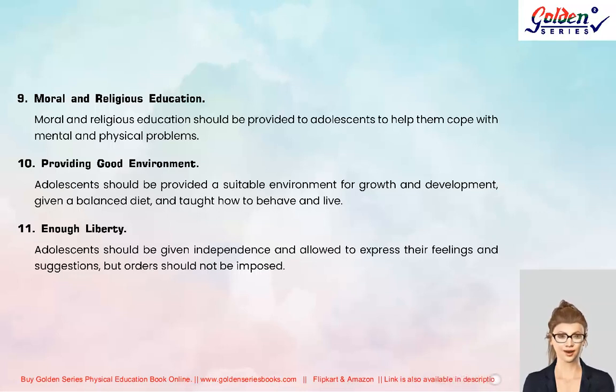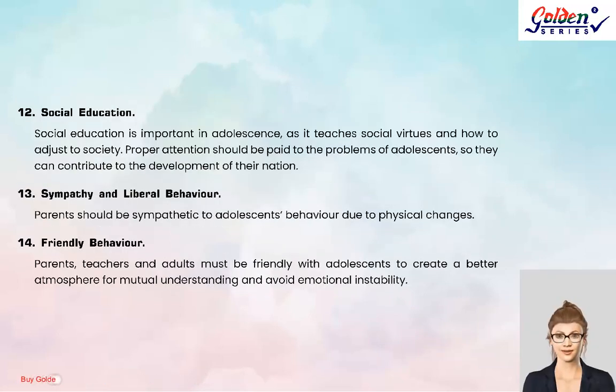10. Providing good environment. Adolescents should be provided a suitable environment for growth and development, given a balanced diet, and taught how to behave and live. 11. Enough liberty. Adolescents should be given independence and allowed to express their feelings and suggestions, but orders should not be imposed. 12. Social education. Social education is important in adolescence, as it teaches social virtues and how to adjust to society. Proper attention should be paid to the problems of adolescents, so they can contribute to the development of their nation.